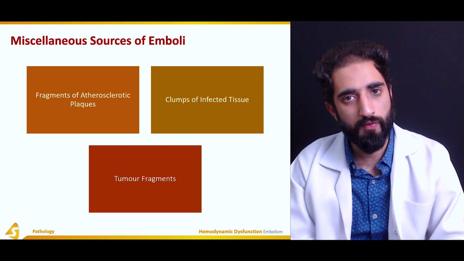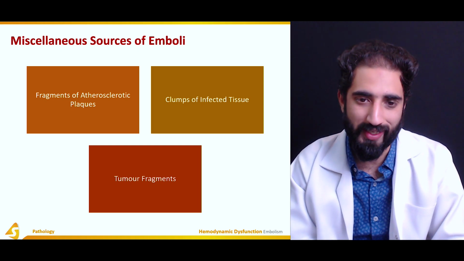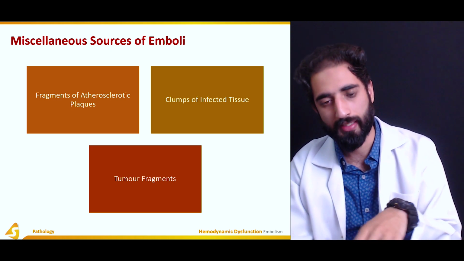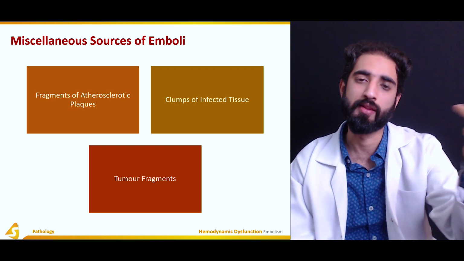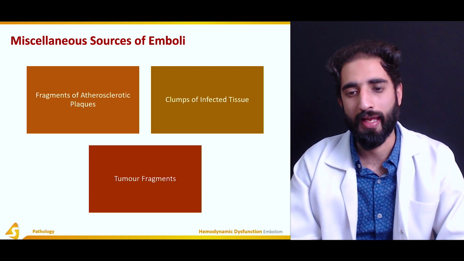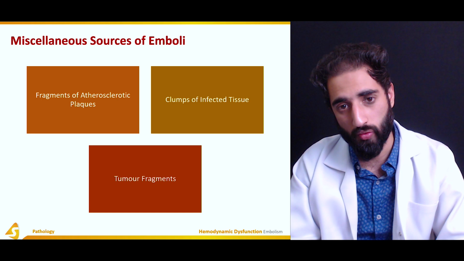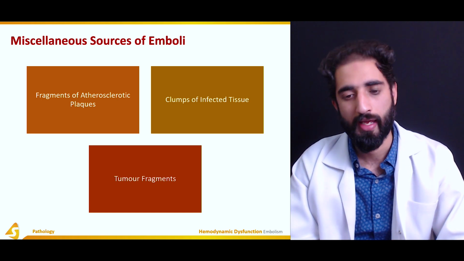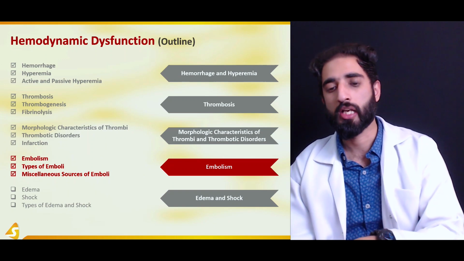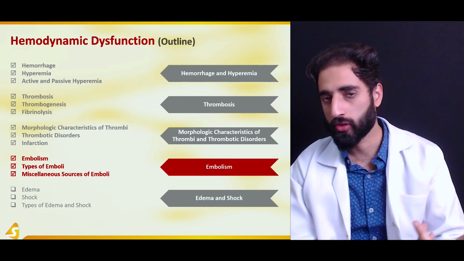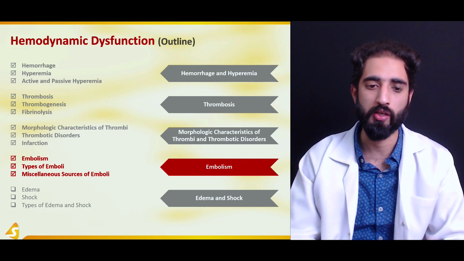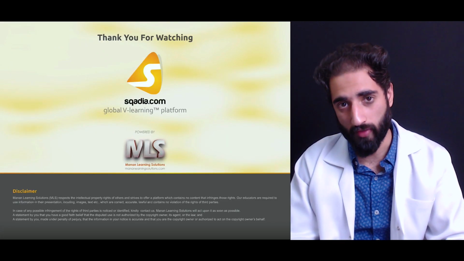The miscellaneous sources of emboli include fragments of atherosclerotic plaques, in which there is a deposition of fat, and they dislodge and go and occlude some other part of the vessel. Similarly, clumps of infected tissue can also serve as emboli, and tumor fragments as well. So in this lecture, we talked about embolism, the sources of embolism, the types of emboli, including the thromboemboli and the other types, and also the miscellaneous sources of emboli.